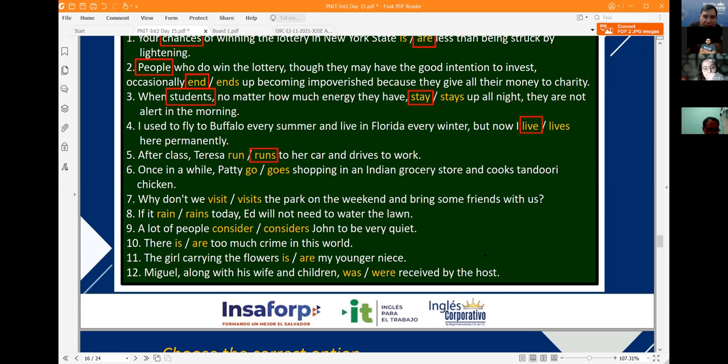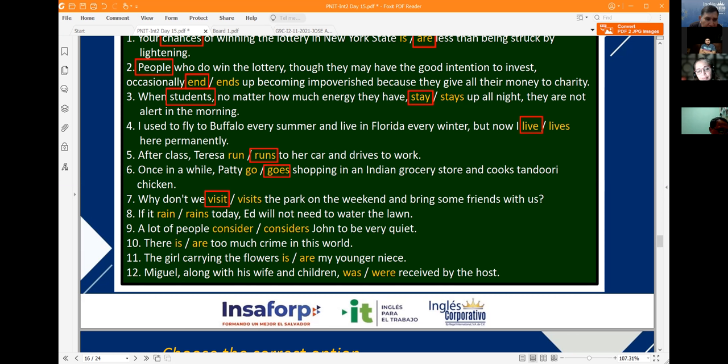Now, once in a while, Patty goes shopping in an Indian grocery store and cooks tandoori chicken. Tandoori chicken is from the Mughal dynasty. Well, not dynasty, not that. It's Asian cuisine. Asian cuisine is roast chicken, so tandoori chicken, very good chicken. Okay, so Patty goes. Yeah, third person. Why don't we visit the park on the weekend and bring some friends with us?